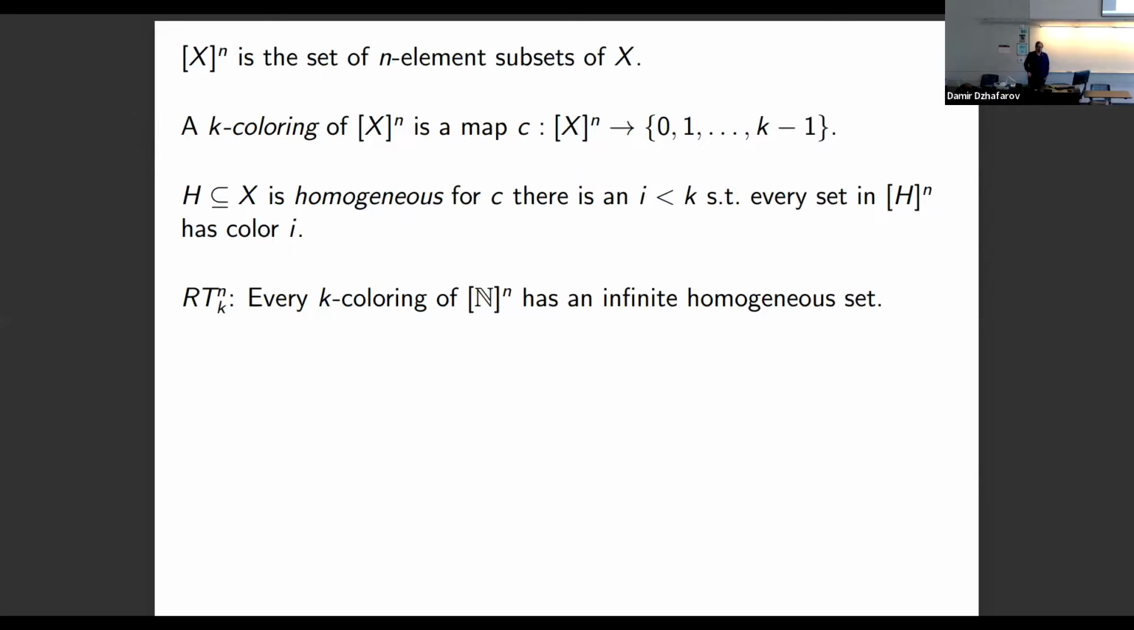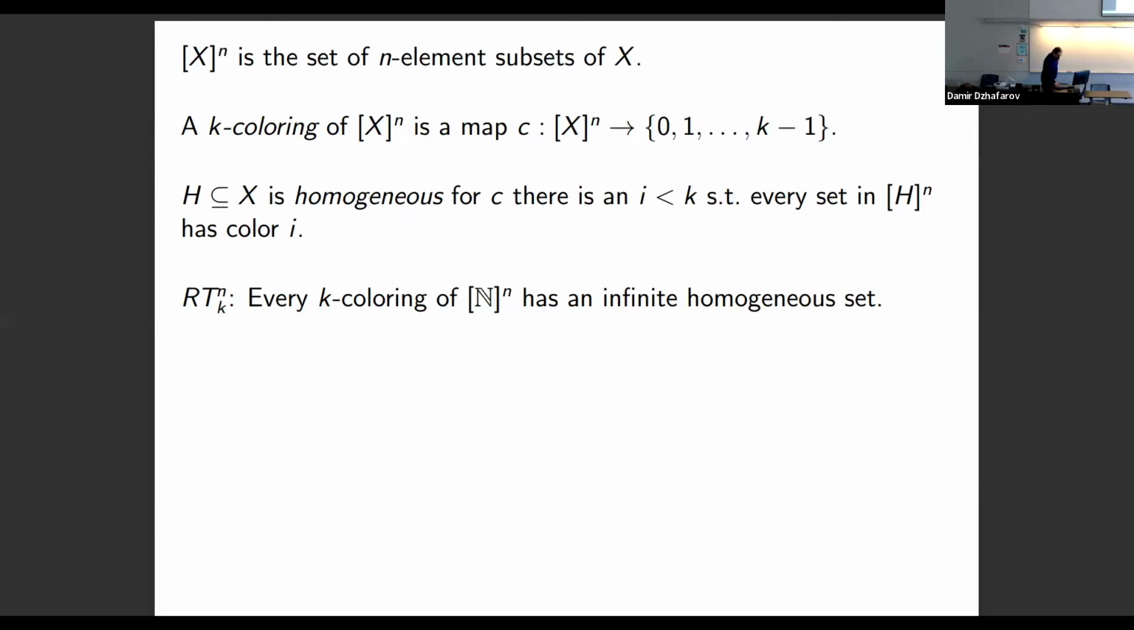Then the principal Ramsey's theorem for n tuples and K colors. The thing to remember as we go through the talk is that the superscript n is the size of the n tuples and the subscript is the number of colors. That's going to be important. So RT^n_k says that every K coloring of n tuples has an infinite homogeneous set. That's a theorem. It's true. But we want to analyze the complexity of the theorem in various senses.